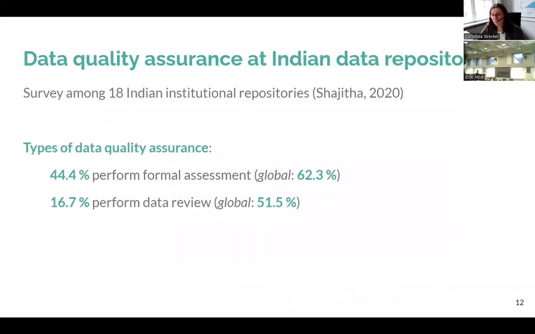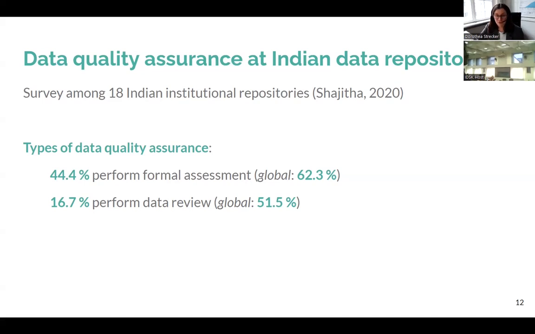So as I told you before, unfortunately, we did not have any participants from India in our survey, but I tried to find some estimate of how widespread data quality assurance is in India, and I found a survey among 18 Indian institutional repositories that asked similar questions. And I want to compare these numbers a bit here. So this survey is quite limited in scope, but I think it might still give an indication. So we don't have to put a lot of weight on this. But I think as an indication, this can be very useful.